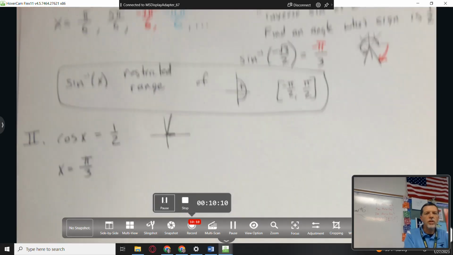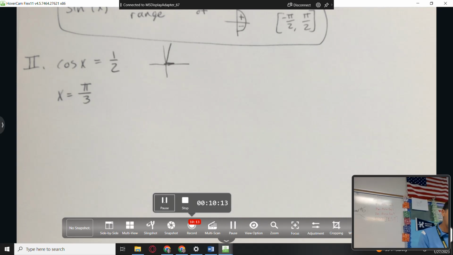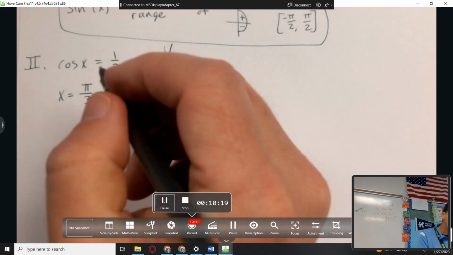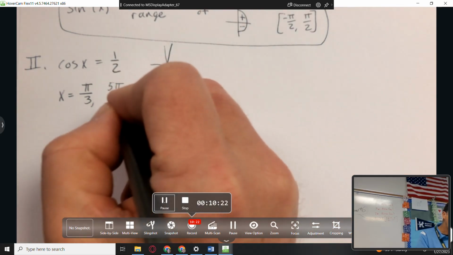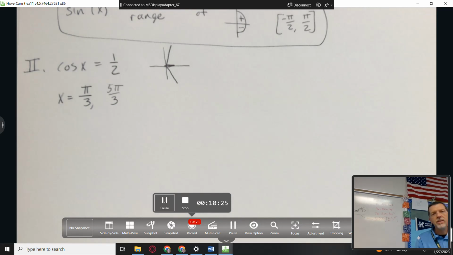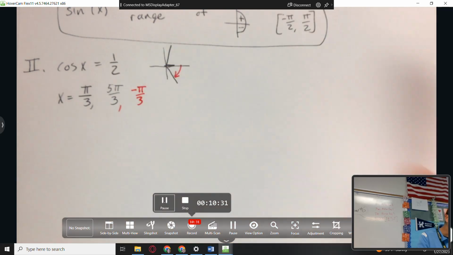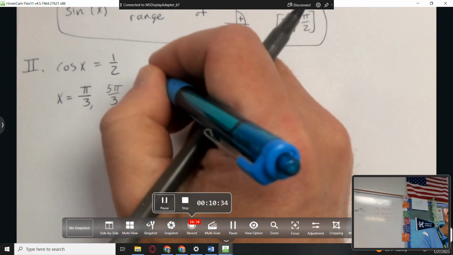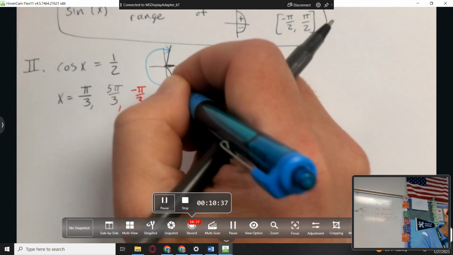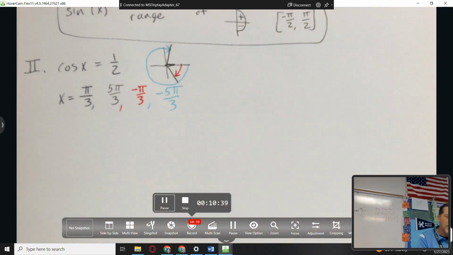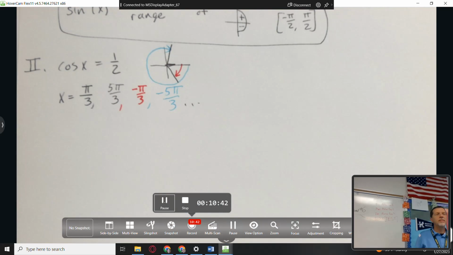What other quadrant has a positive cosine? Yep, quadrant 4. So that'd be 5 pi over 3, if we go the long way around. Get creative and go the short way around. We could do negative pi over 3. Go backwards all the way to the first quadrant. That'd be negative 5 pi over 3. And yes, you can add 2 pi to any of those, or any multiple of 2 pi to any of those, and get an infinite number of answers.